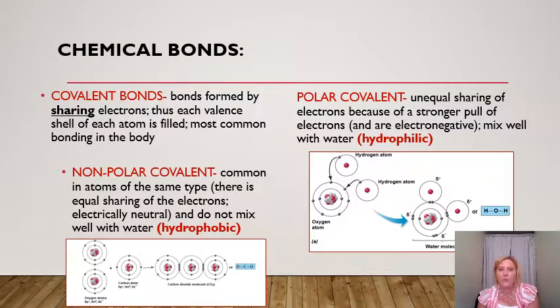So the other type of covalent bond that can form is the polar covalent bond. And just by knowing what the word polar means, there's going to be an unequal sharing of electrons.